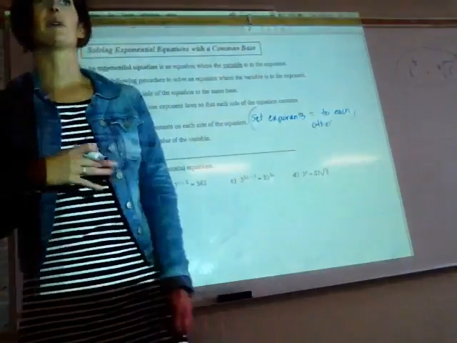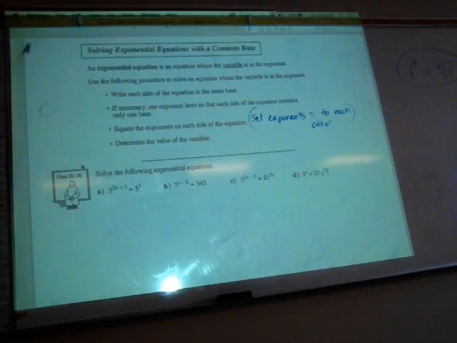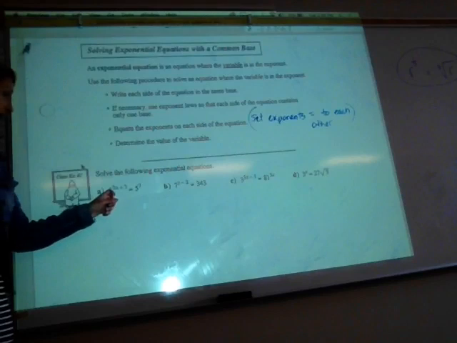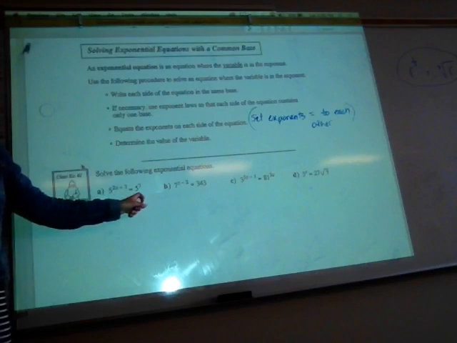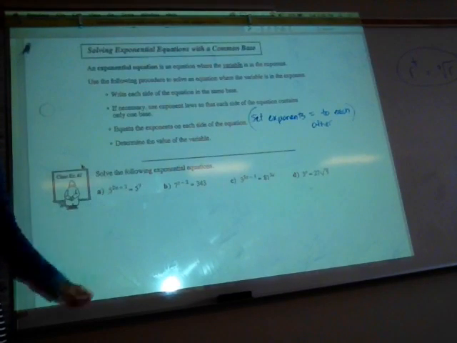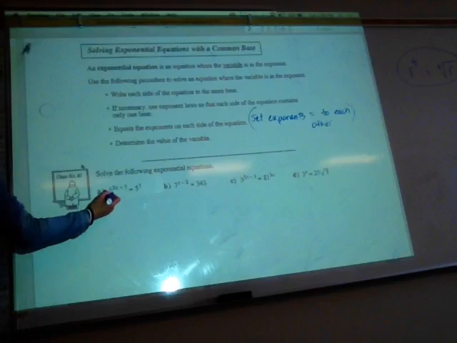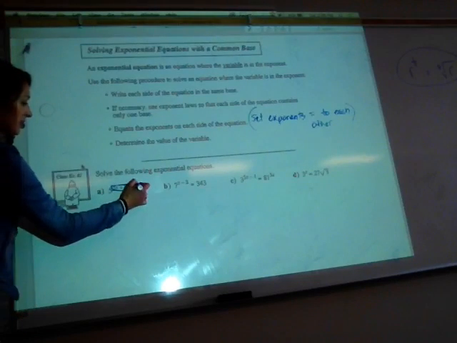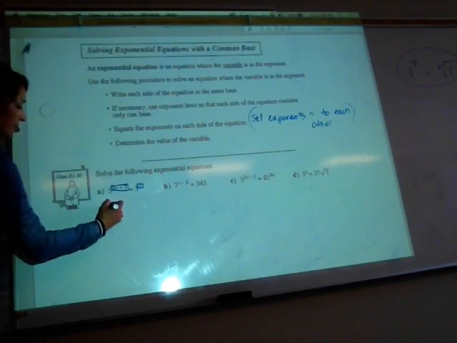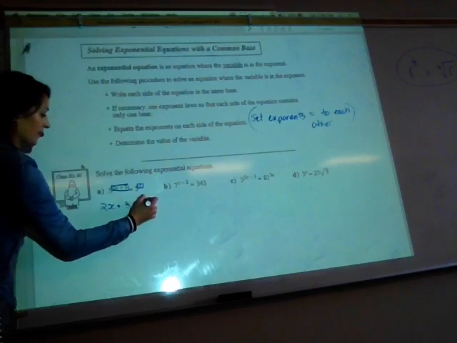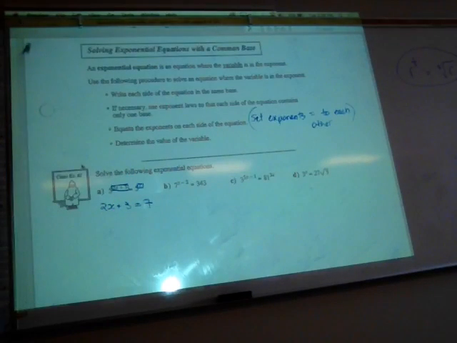And then once we do that, we can solve for the variable. So we've agreed in part A, we have base 5, base 5. As soon as you have the same base, you can set the exponents equal to each other. So we're going to set 2x plus 3 equal to 7. And once we've done that, we can solve for the unknown variable.